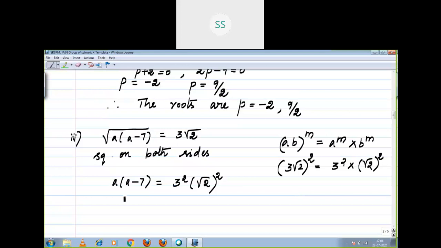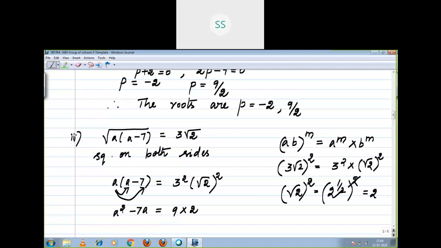Now you see what you are going to arrive. a square minus 7a equal to 9 into 2. You know this, right? Root 2 the whole square becomes 2. How? If you want, I will tell you. Root 2 the whole square is nothing but 2 to the power 1 by 2, the whole power 2. The 2s cancel, and you arrive at 2.